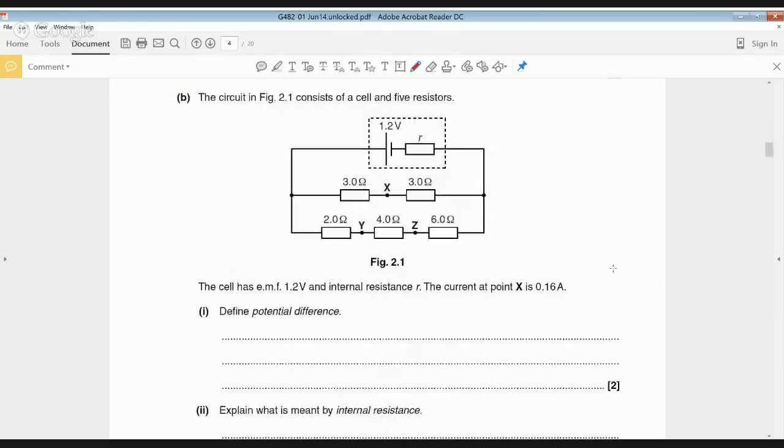Having a look at figure 2.1 here for part B. Define potential difference. So the definition for potential difference, remember you can get all the definitions you'll need from cowenphysics.com. The energy per unit charge transferred from electrical to other forms. Those other forms could be heat or light or whatever.